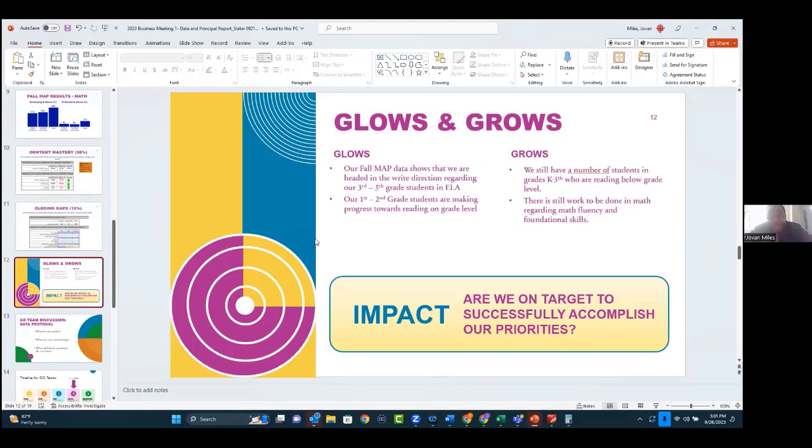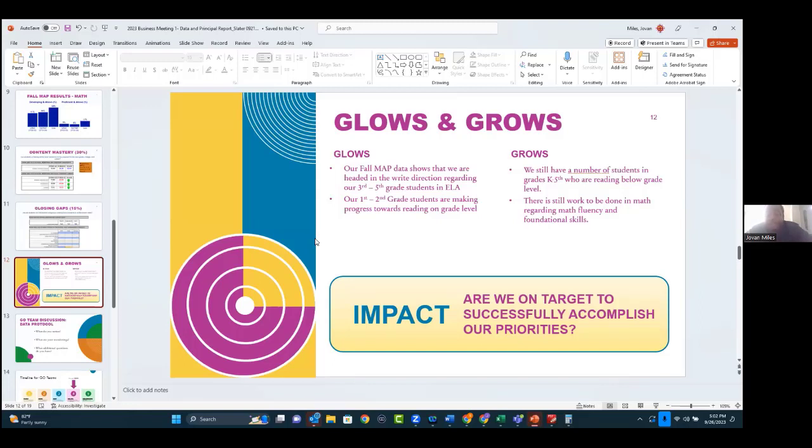So all in all, the school is headed in the right direction academically. We are showing pretty significant growth in every measured content area and grade level. The fall MAP data shows that we are starting essentially where we finished last year. We did not have the summer slide.